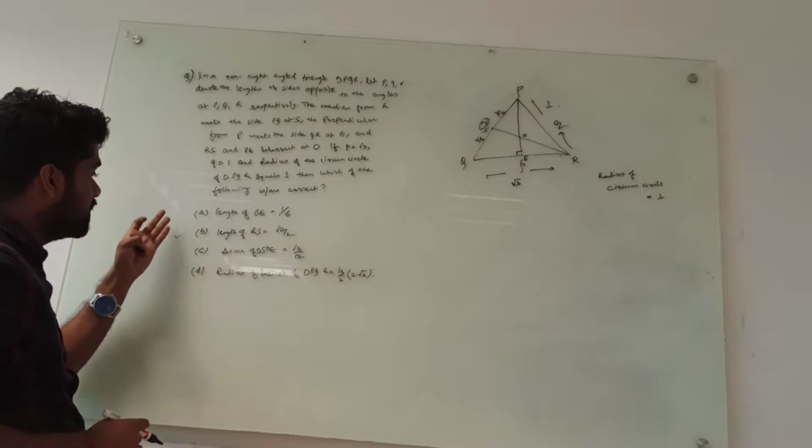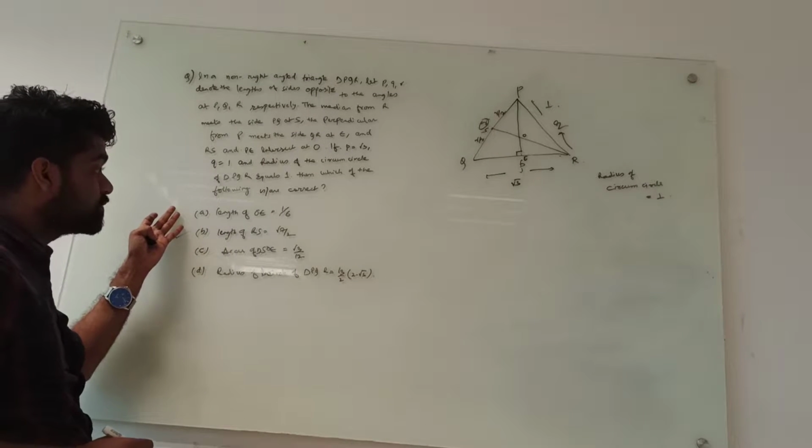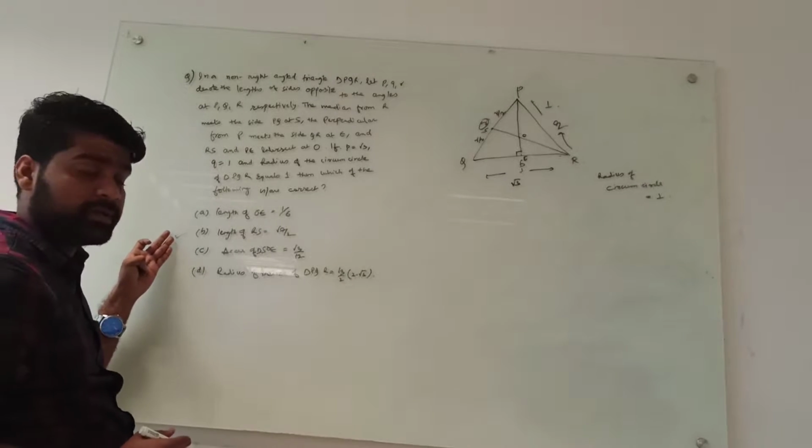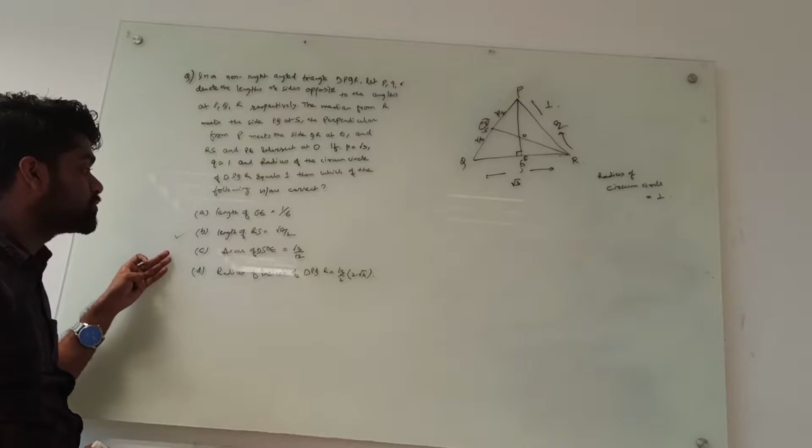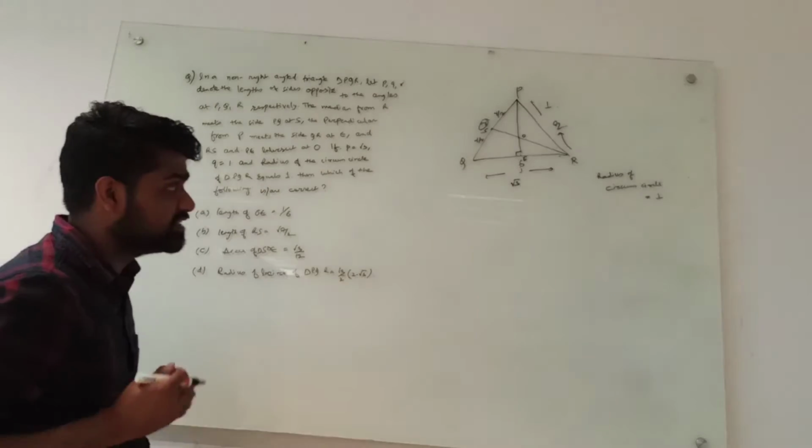Okay, let us do it. The options given are: length of OE equals 1 by 6, length of RS equals root 7 by 2, area of triangle SOE equals root 3 by 12, and radius of the incircle. Let us do one by one.